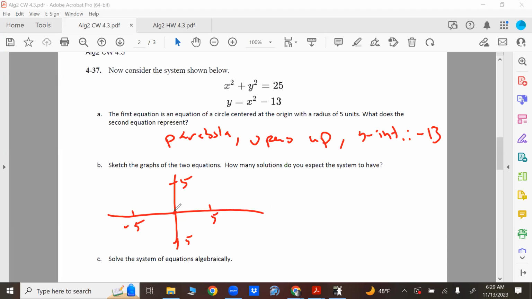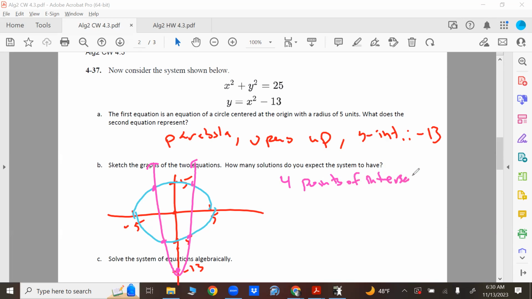Let's go blue here for a bit of contrast. And then the other one is simply a parabola that opens up. There you go. So we could expect 4 solutions because there are 4 points of intersection.